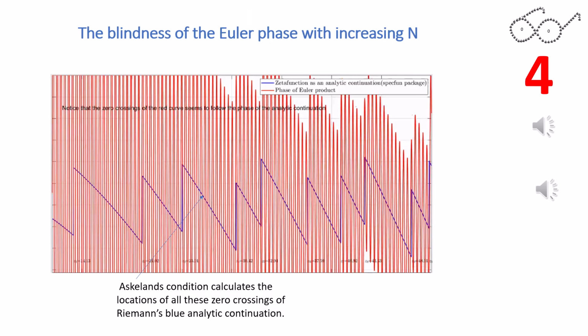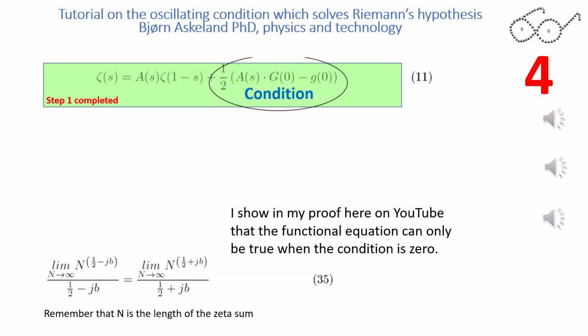Askeland's condition calculates the locations of all these zero crossings of Riemann's blue analytic continuation. Let's go to my proof and look at the condition which gives the oscillation. Equation 11 is an expression for the zeta function as a sum from my proof in video 1. It has a condition. I show in my proof that the condition is infinite outside the critical line. The oscillating condition can only be zero on Riemann's critical line where the real part of s is 1/2. The condition is reworked in my proof to equation 35 on the critical line.